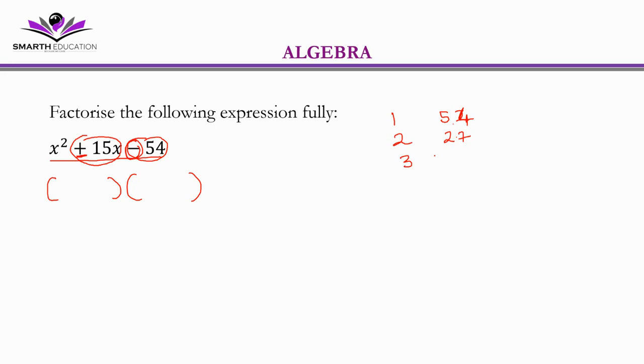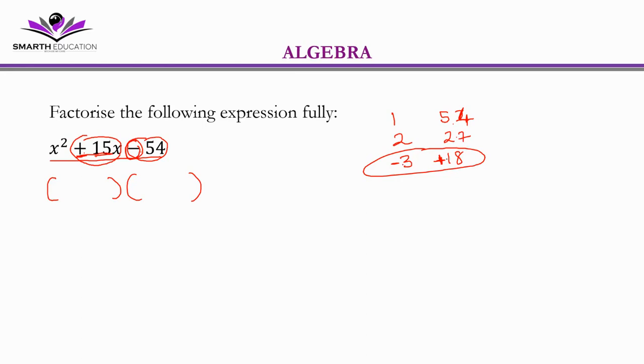Then 3 goes with 18. Okay, 3 times 18 is 54. From this combination, we can get 15 if 18 is positive, because the bigger factor must be positive, because we want to get positive 15. So the bigger factor is what? Positive. And then the smaller factor is negative, because the product is negative 54. So it must be positive and negative.